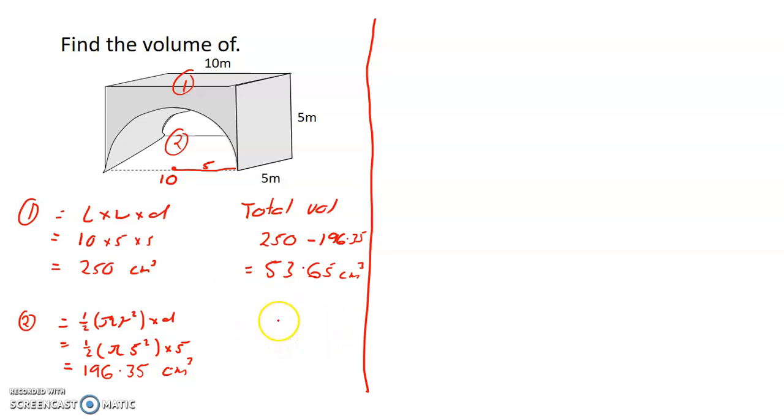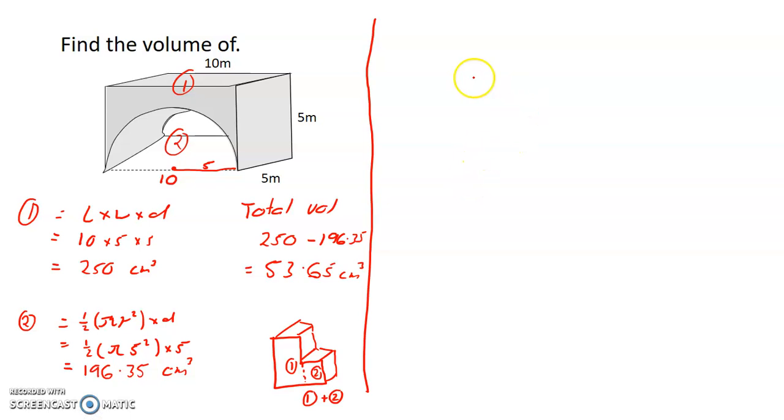The important thing to remember is, say if you've got a prism which looks like this, and you don't have a piece missing but you've got a piece added on, then you will split it into your two prisms. You'll find the first one and the second one, and because they're added together to give you the whole shape, you would add them together. You only take away when there's a part missing. So that's the first way to do it.